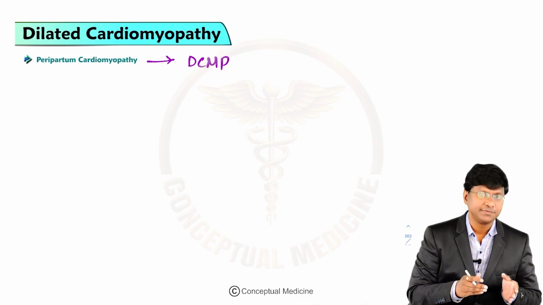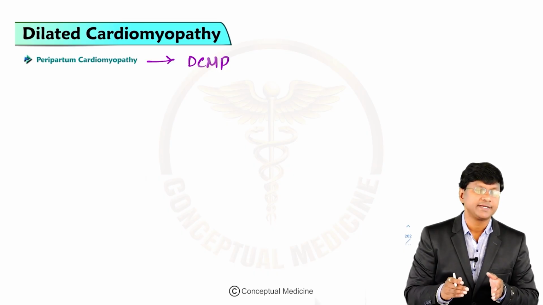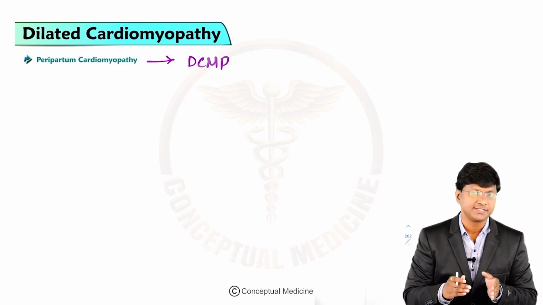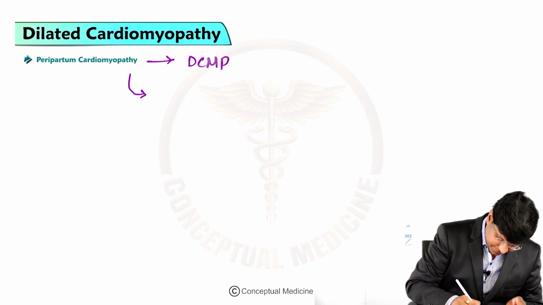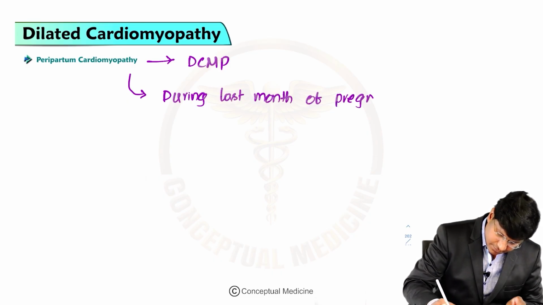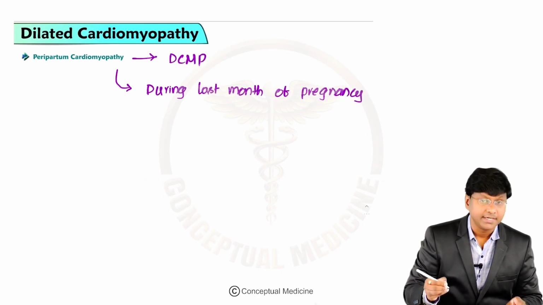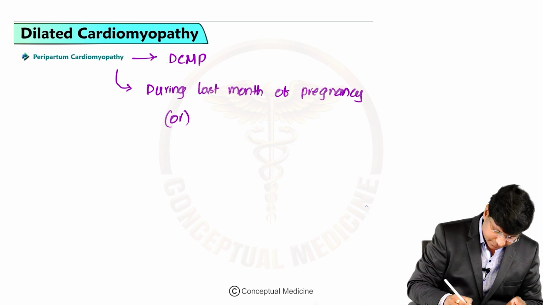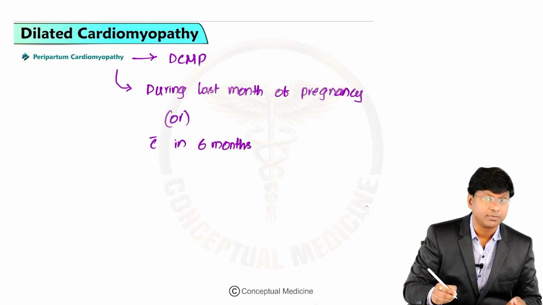Let me discuss. In these individuals with peripartum cardiomyopathy, they have the features of dilated cardiomyopathy, and those features of dilated cardiomyopathy develop during the last month of pregnancy or within 6 months of delivery.